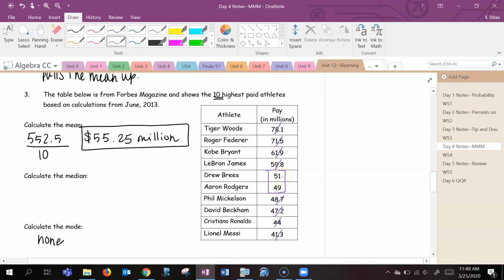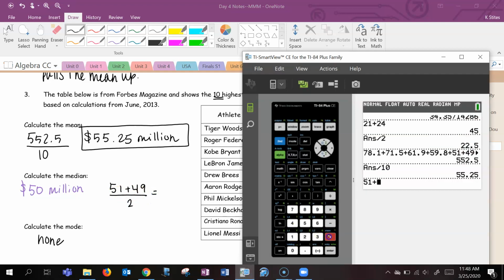And really, when you're finding this median, you're finding what number is between 49 and 51, which is 50. However, the way you could calculate that mathematically is adding them up and dividing by 2. 51 plus 49, divide by 2. So there's your 50, and that's $50 million.